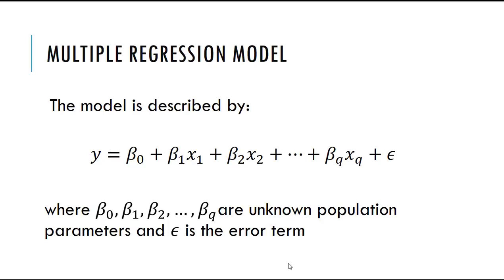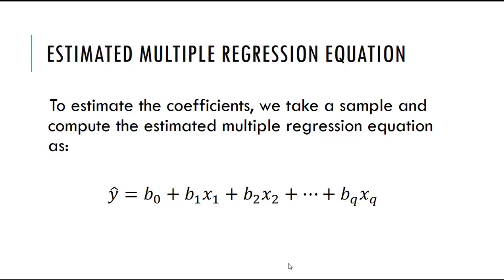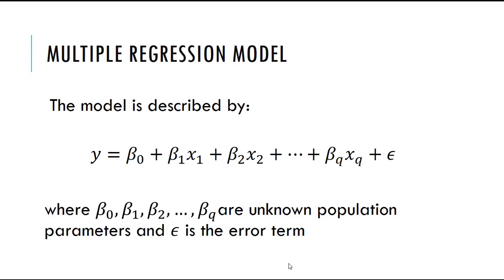To get the estimated multiple regression equation, we gather a sample of data, and we use that data to estimate the unknown parameters, the betas, and those estimates become regular letters that you and I know in the English language instead of Greek letters. So now we have b0 plus b1 times x1 plus b2 times x2 all the way out to bq times xq. Remember, the epsilon term drops out because we took the expectation of both sides of the model.